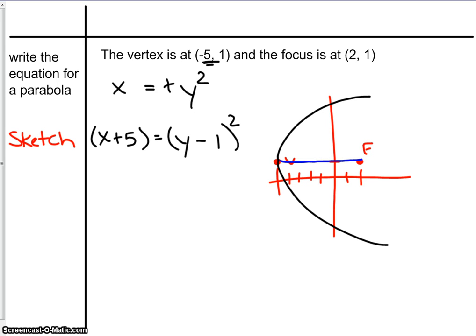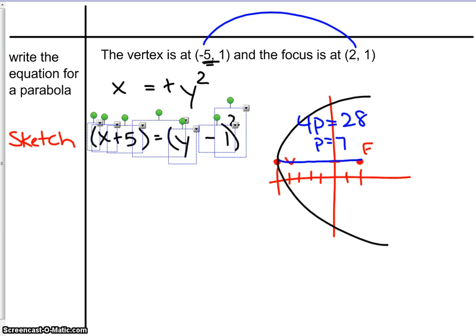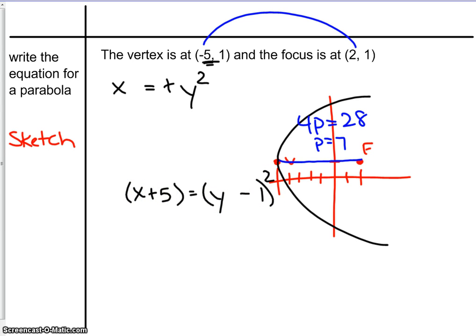Now remember, this distance right here is p. When I look at that distance, from -5 to 2, it's 7. And so what I want, though, is not 1p, I want 4p, which is 28. Now, always put that with the non-squared piece. So that means 28 is going to be with the x plus 5. And there's your equation.